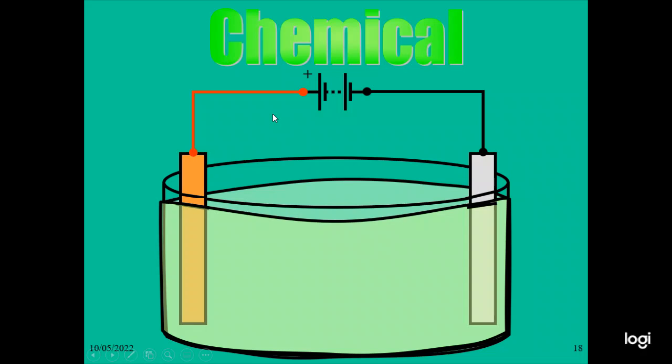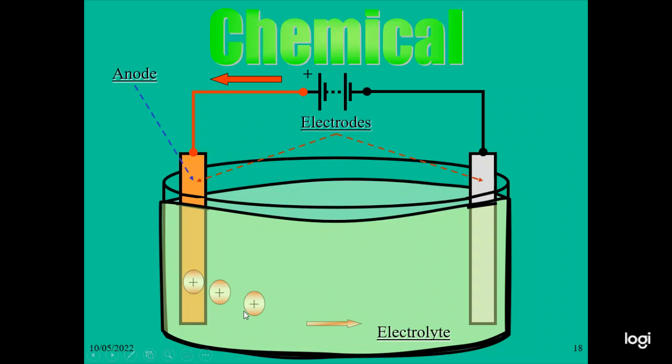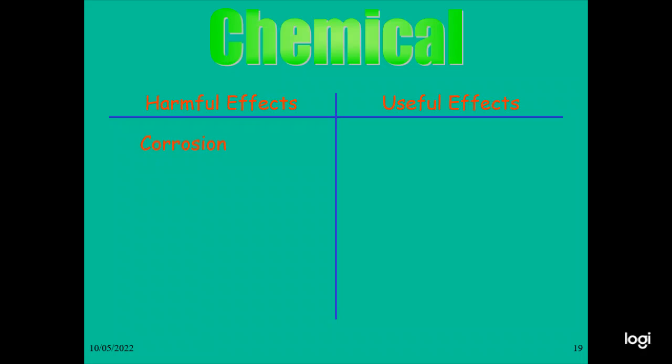Chemical effect: when the electrical current flows, this is the electrode, this is the electrolyte. So the current flows like this, to the anode. The current, the positive charges, flow to the negative charges, passing through the electrolyte to the cathode. Harmful effects are corrosion.